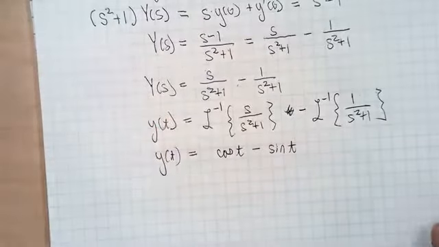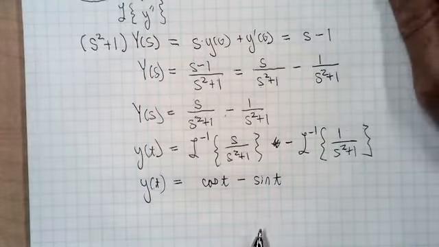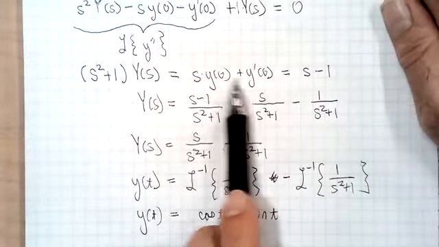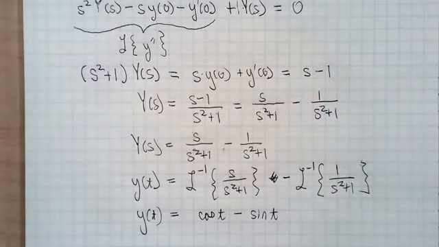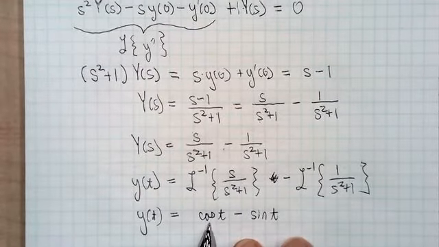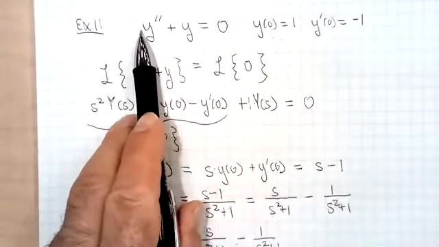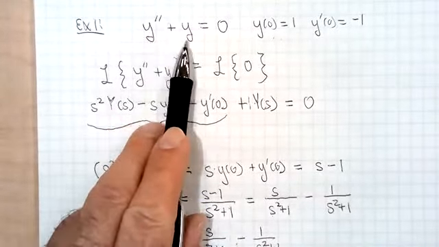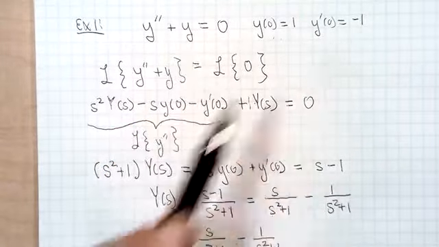So that's done. It's got the initial conditions already in here. They came in right at this point where we evaluated y at 0 and y prime at 0. So there it is. Let's just check this. Certainly sine and cosine would satisfy this ODE. If you take two derivatives on cosine, you get minus cosine. You take two derivatives on sine, you get minus sine. But did we get the initial conditions?